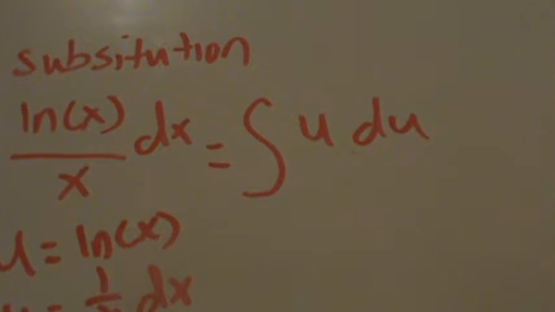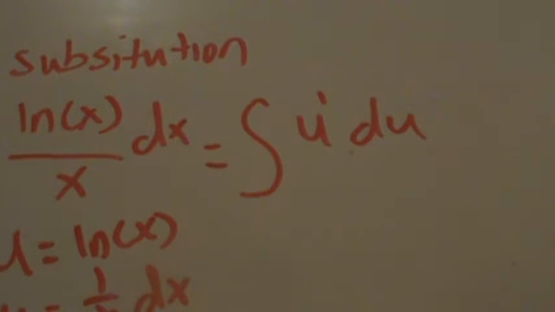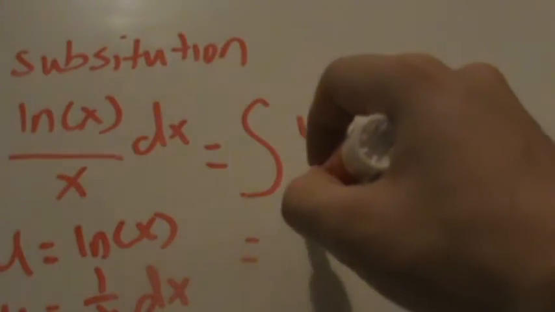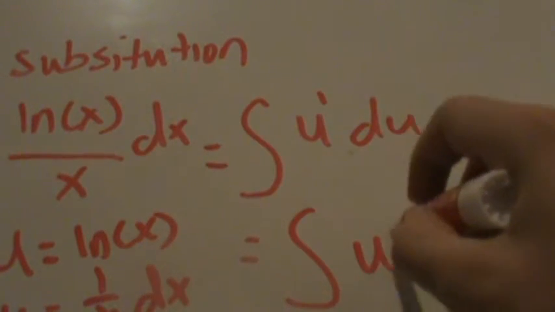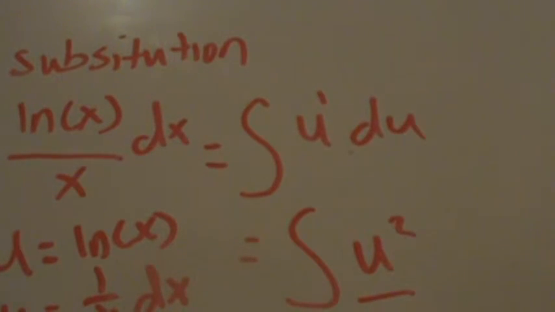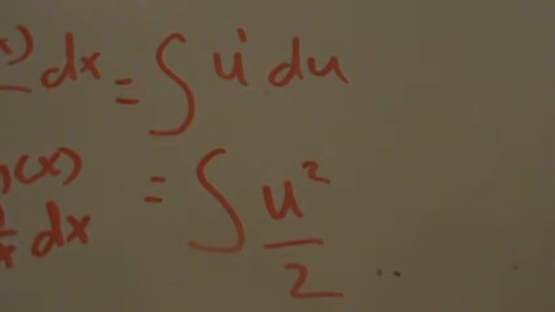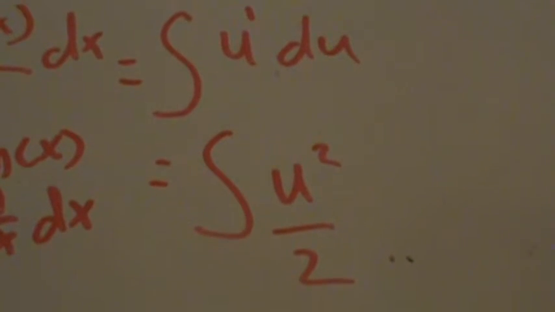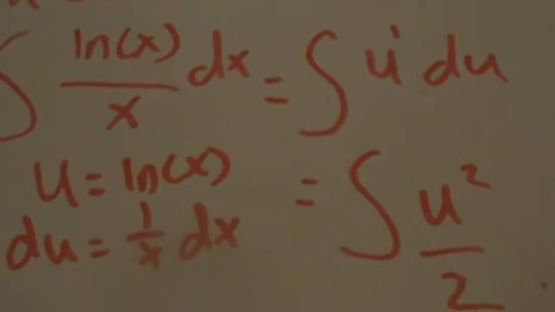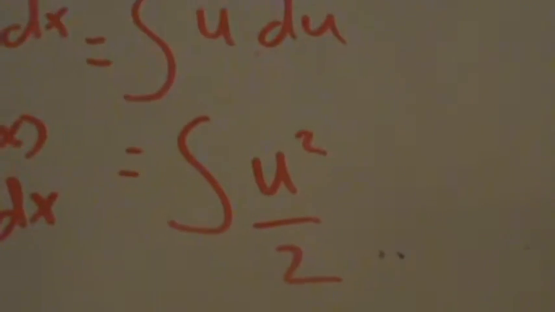And how do we integrate this? We know that this is to the first power, so how do we integrate this? Well, we know that this will integrate to u squared divided by 2. And why do we know that? Because we add 1 to the exponent and then divide by the new exponent. But we're not done yet. We still have it in terms of u. Now we want to make the substitution back in that u was ln of x.